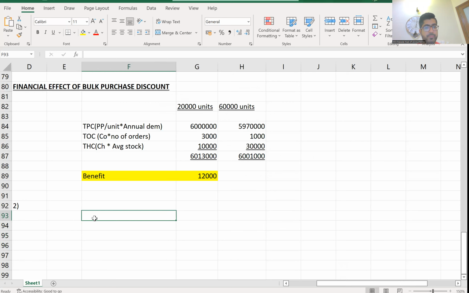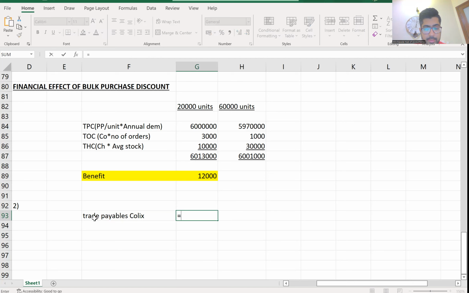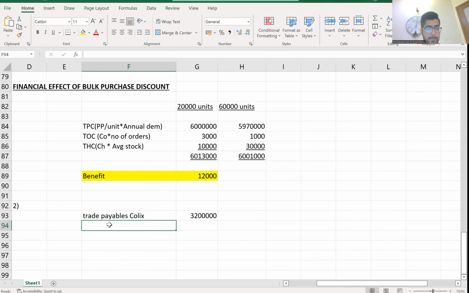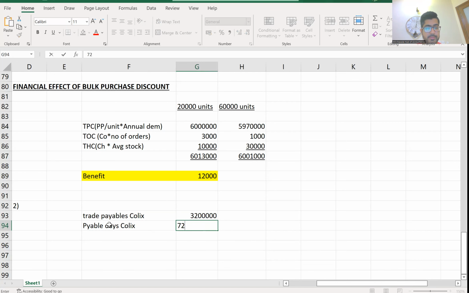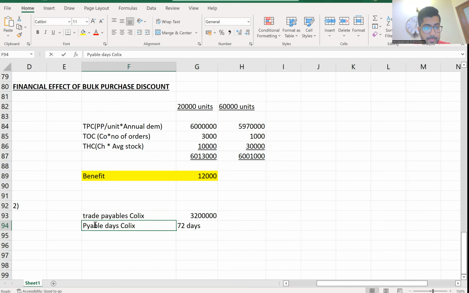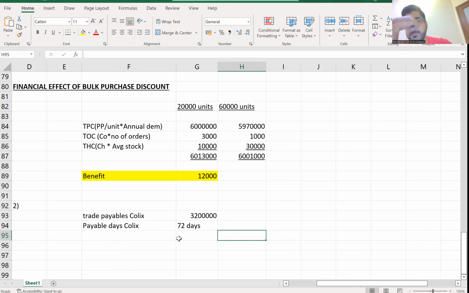Number 2. Now, trade payables of Colleagues is 3,200,000. Trade payables is 3,200,000. And payable days is 72 days. Okay. Payable days is 72 days. You currently take 72 days, and trade payables is 3,200,000. Okay.